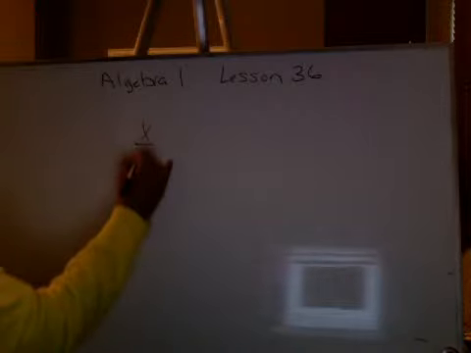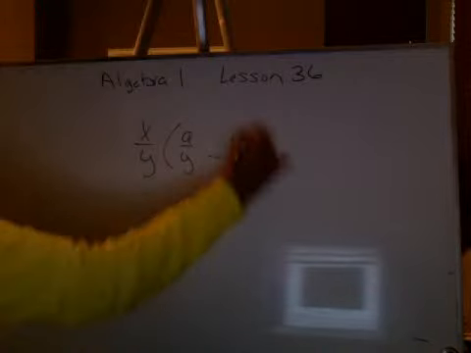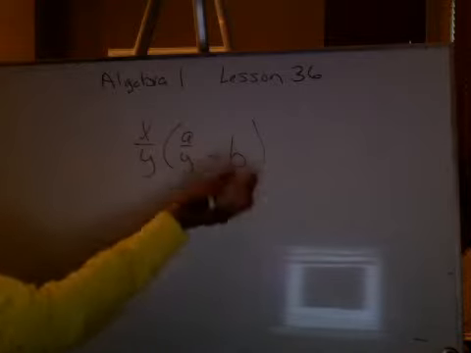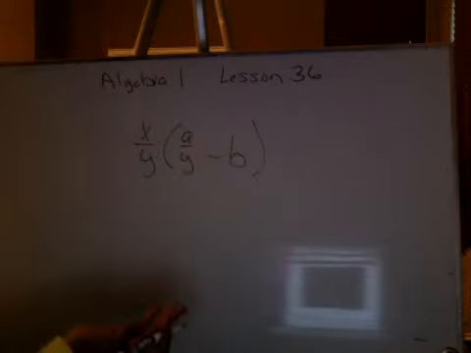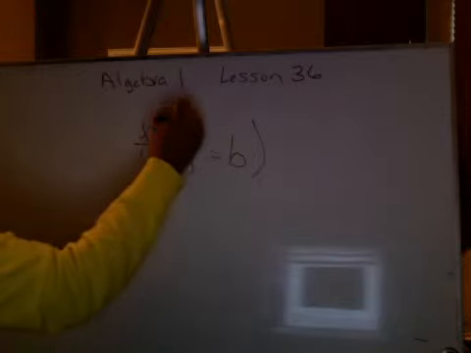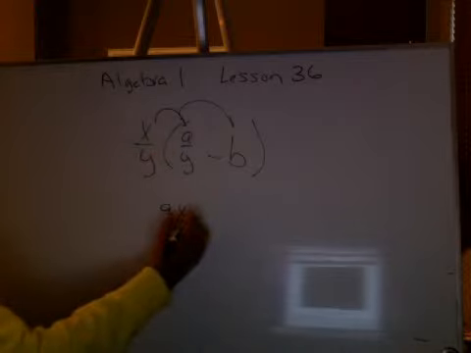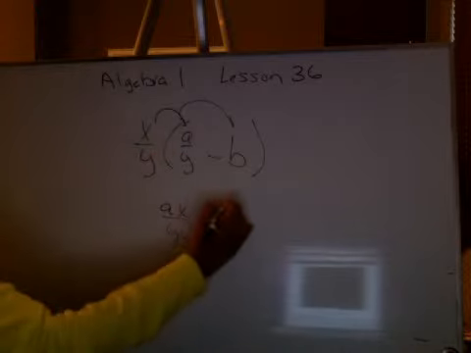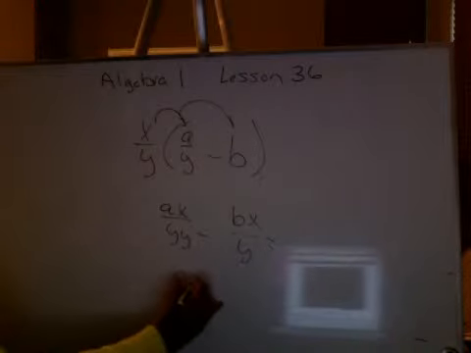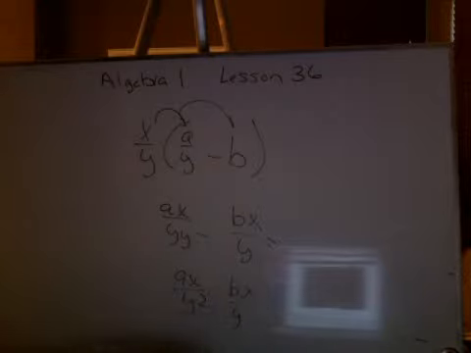We have x over y times a over y minus b. How many terms do we have inside this parenthesis? We have two. We have a fraction and a whole number. They happen to be letters and variables. That's the only difference. We still have to distribute this fraction to each term. So then this becomes ax over y minus bx over y, and we simply make that ax over y squared minus bx over y.